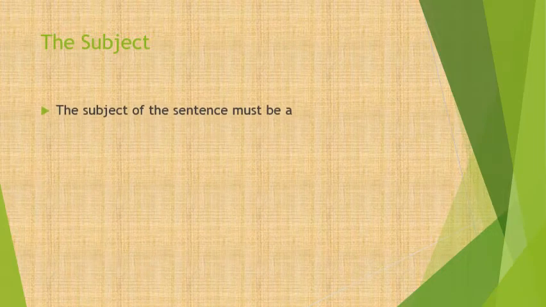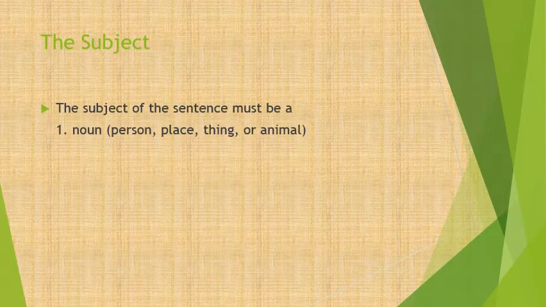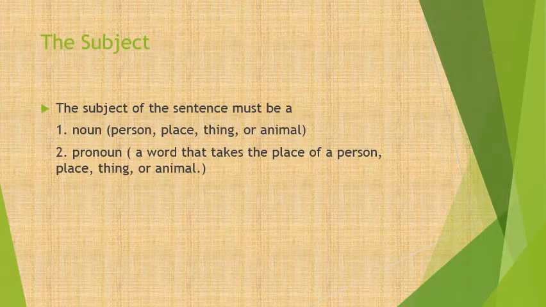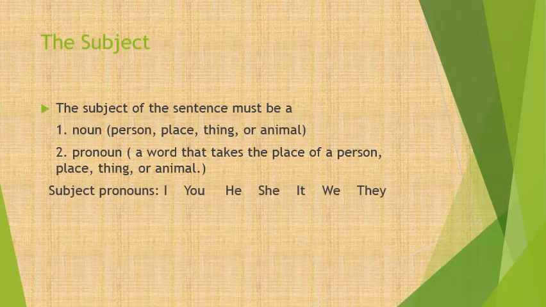So, the subject of the sentence must be a noun like person, place, thing, or animal. Person like student, place like buildings, thing like chairs, or animals like horses. Now, when I have a pronoun, which is a word that takes the place of a person, place, thing, or animal, in the place of the subject, we no longer call them pronouns, we call them exactly subject pronouns.